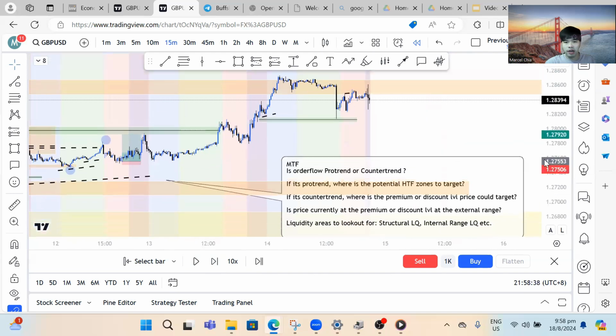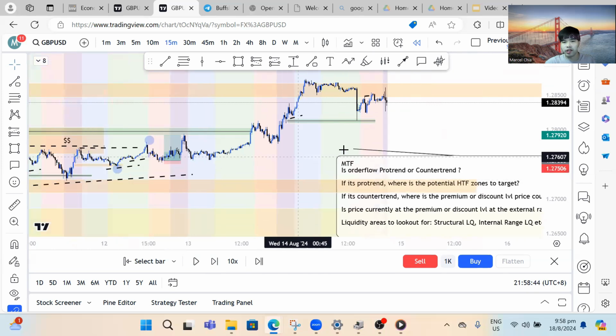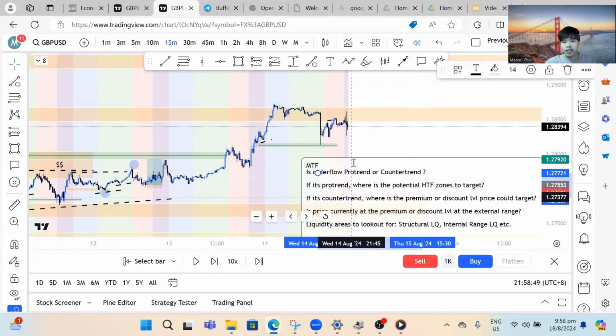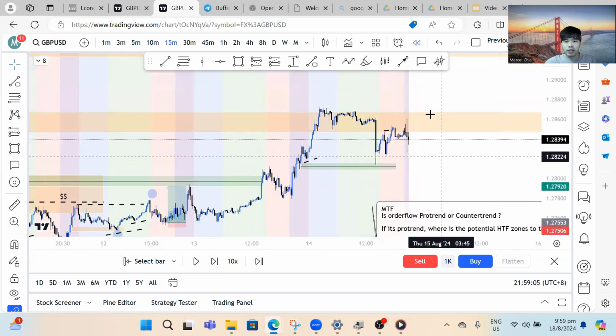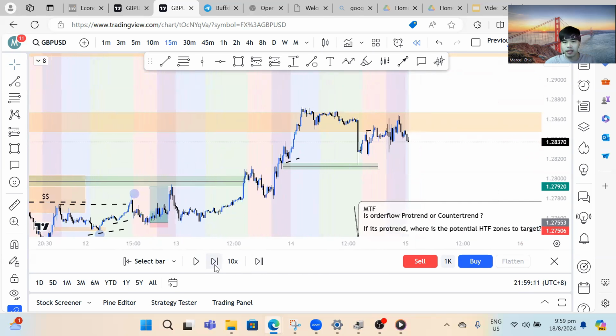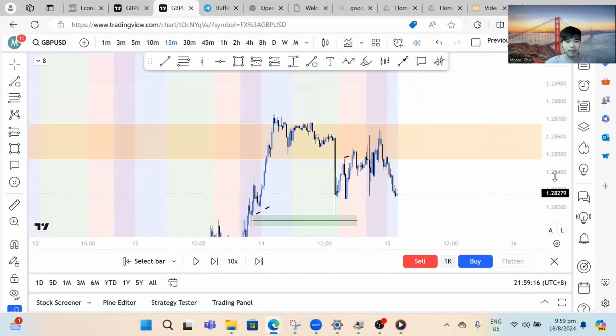And even if there is a counter trend move, this is where looking at the external range, looking at the intraday narrative range, is important. In this scenario, if it's counter trend, where is the premium or discount level that could be targeted? Because this is an uptrend, we'll be looking for a discount level that we can target. So at this point, we need to play price forward. We can clearly see that on this day there's a very clear supply. Supply is clearly being respected.